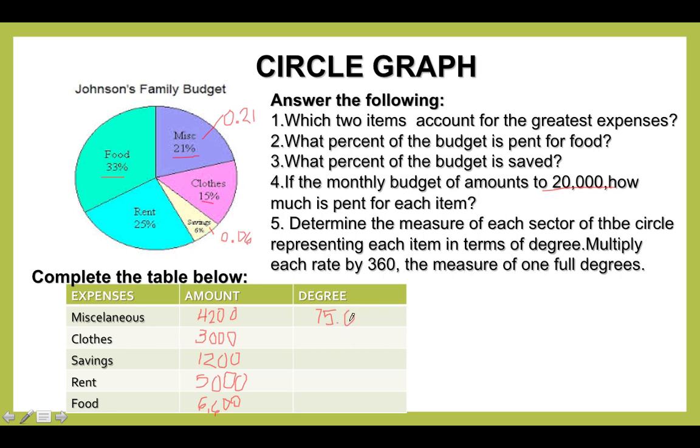Ayan. How about the next one? Clothes. So, that is 360 times 0.15, right? So, that's 54. Dapat ang total natin is 360. And then, for the savings, that's 360 times 0.06. And that's equal to 21.6. Okay? Nakakasunod ba? Now, how about the rent? For the rent, that 25%, so that is 0.25. The answer is 90.